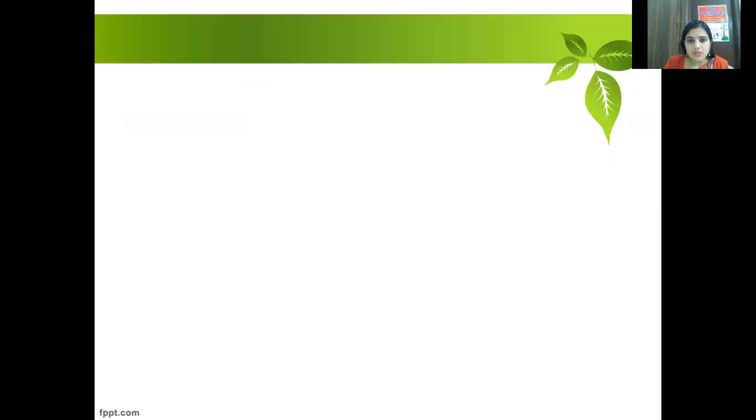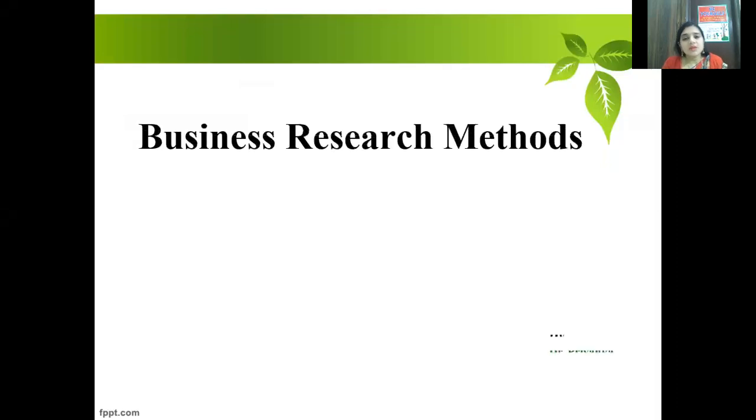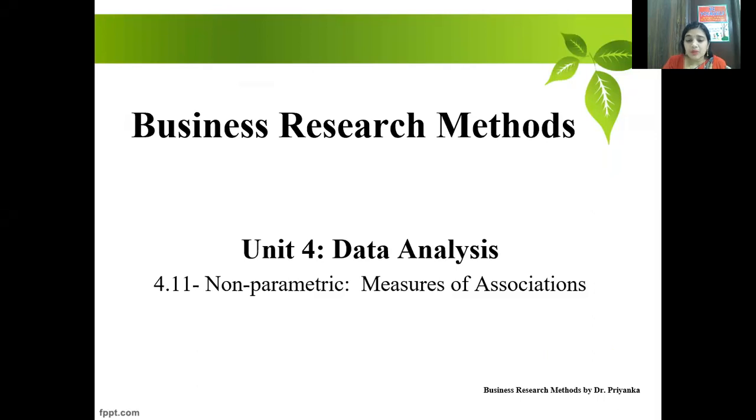Good morning, dear students. Today we will discuss non-parametric measures of association, right? In our last two presentations, we discussed parametric measures of association, and these were correlation and regression. We tried to check the association between two or more variables with the help of them. With the help of correlation, we check the association, and with the help of regression, we check the causation between the variables.